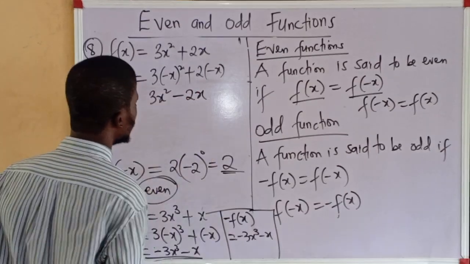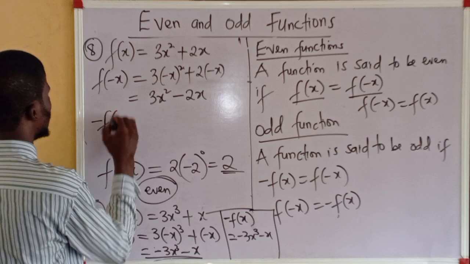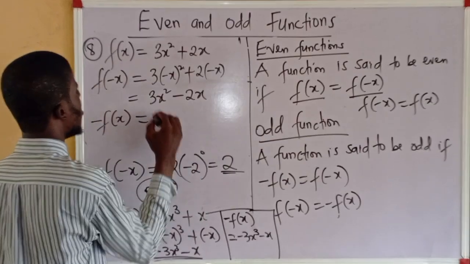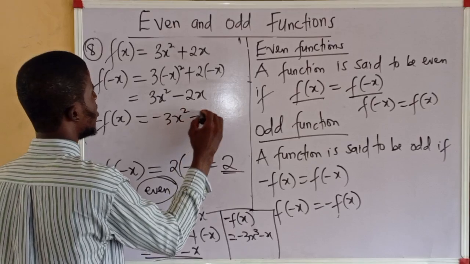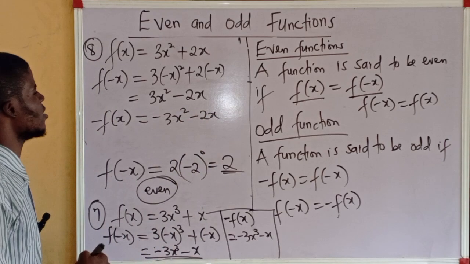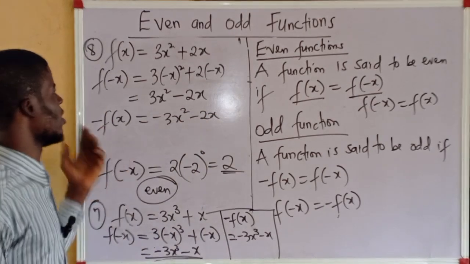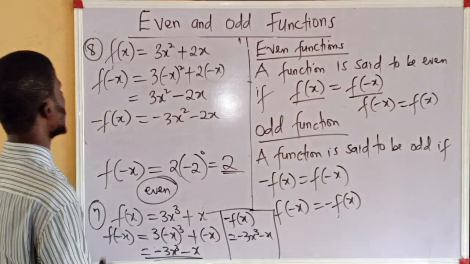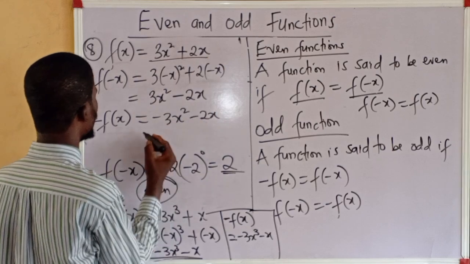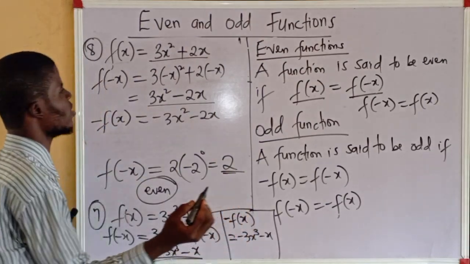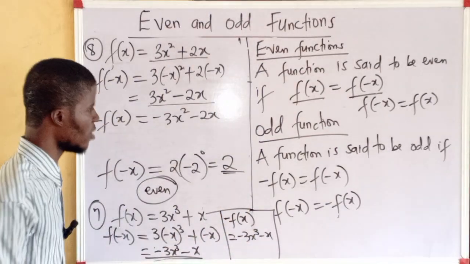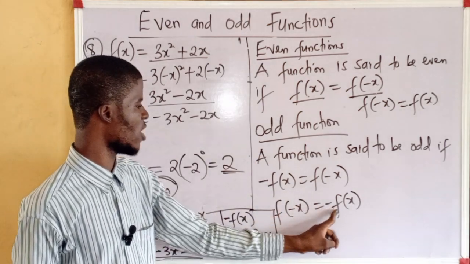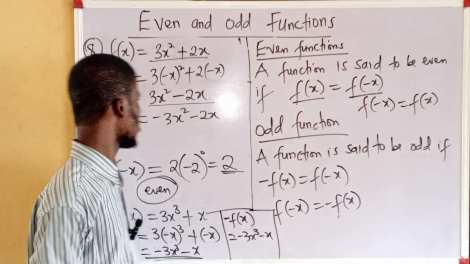And what will this give us? Minus 2x. So minus f of x, from here now, let's multiply this by minus. We'll have minus 3s squared minus 2x. So you can see that for evenness, f of x is equal to f of minus x. But f of x here is not equal to this, which is f of minus x. So it is not even. For oddness, f of minus x is equal to minus f of x. Okay?